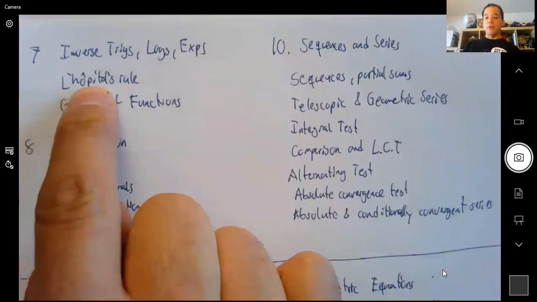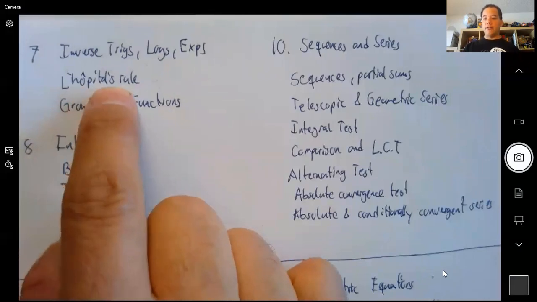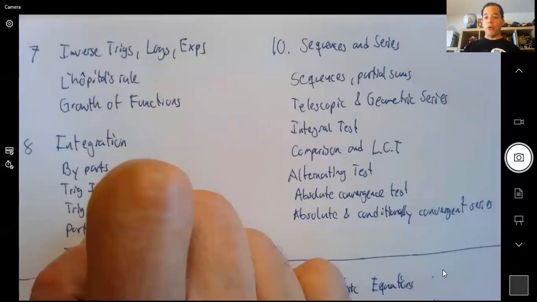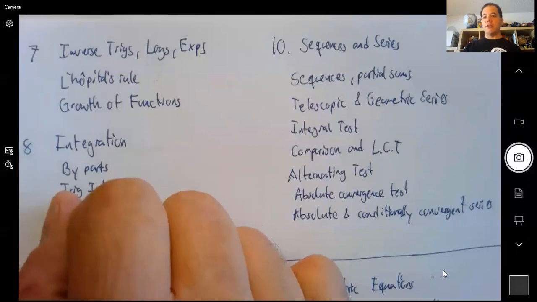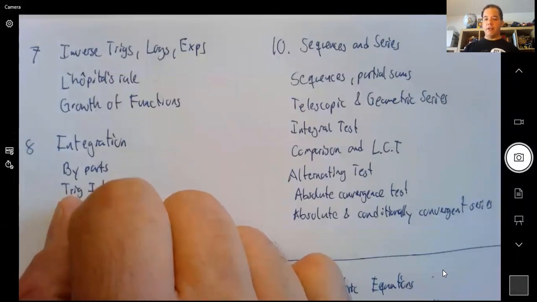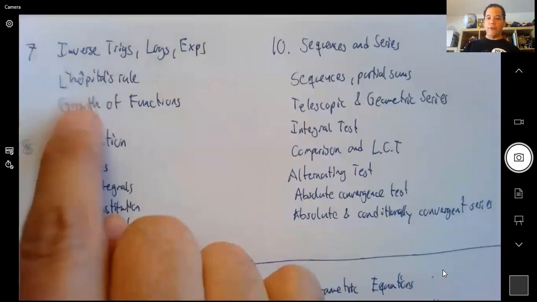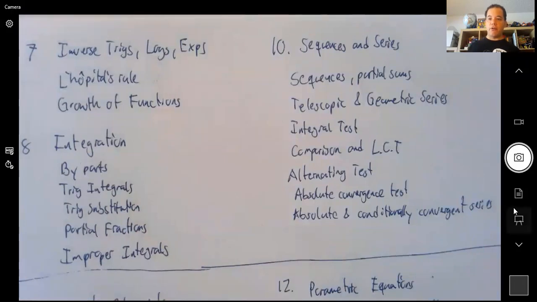We did L'Hopital's rule on the more elaborate case of when we have two exponents and our indeterminate looks like 0 to the 0 power or 1 to the infinity or infinity to the 0. And we did growth of functions, like which functions grow faster than others. You may remember that one as well. So that was essentially chapter 7. It wasn't the entire chapter 7. The first two sections were done in Calculus 158. So this was only a few sections in chapter 7.